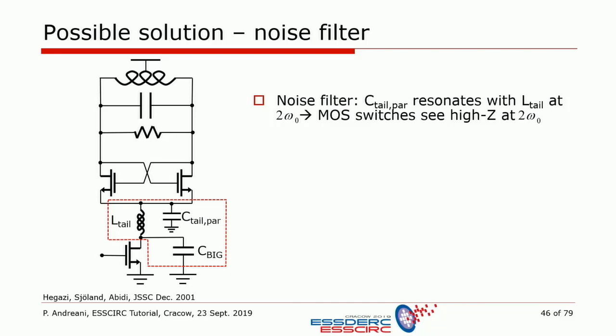Notice that in order to make them resonate, the lead of L tail must see a signal ground, so we short it to ground with a big capacitance. The nice thing about this big capacitance is that it also filters even more efficiently the high frequency noise from the tail transistor. And also, since we need a big capacitance there anyway, it can include the parasitic capacitances of these devices.